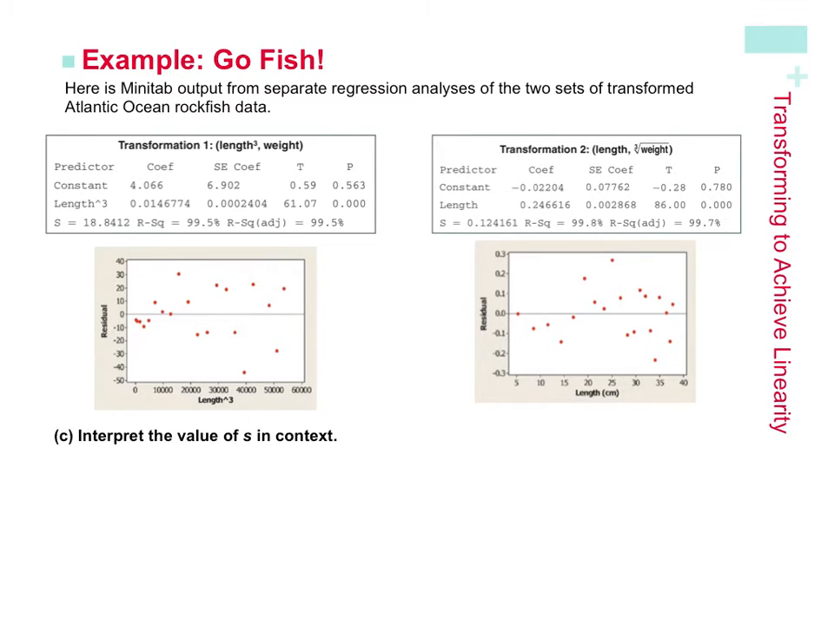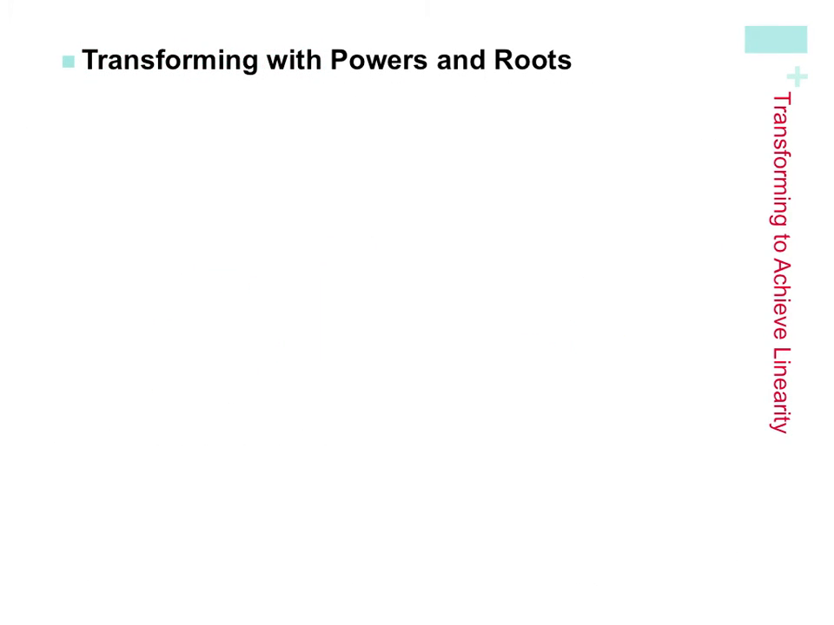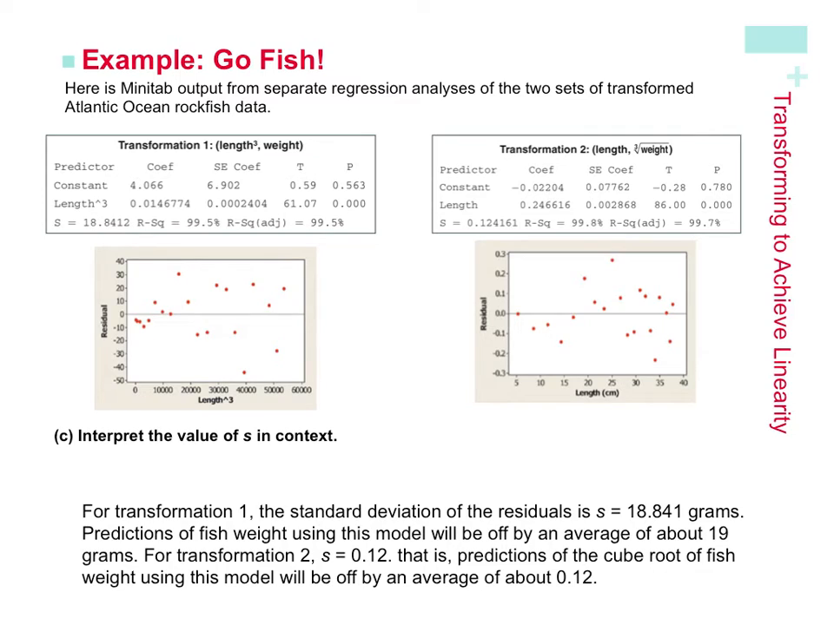Okay, we can interpret S in context. For transformation 1, the standard deviation of the residuals is 18.841 grams. Prediction of fish weight using this model will be off by an average of 19 grams. For transformation 2, S was 0.12. That is, predictions of the cube root of fish weight using that model will be off by an average of 0.12. So realistically, if you had to choose, it does appear that transformation 2 is giving you a better prediction line, better regression.